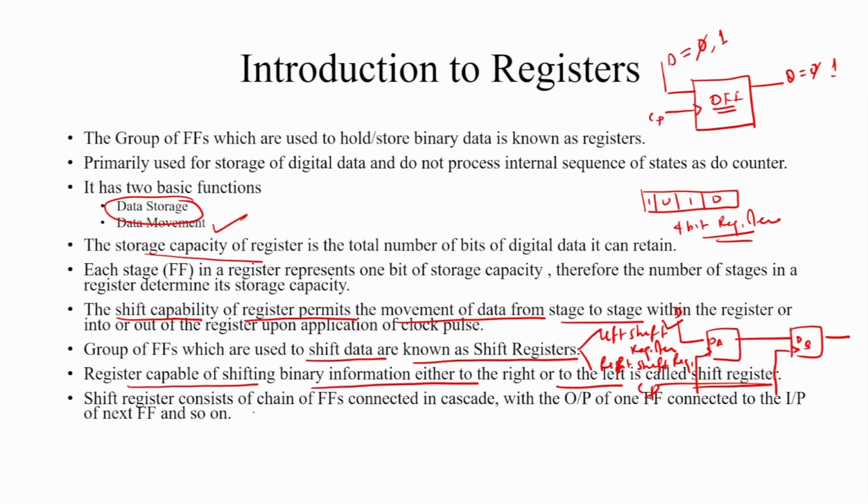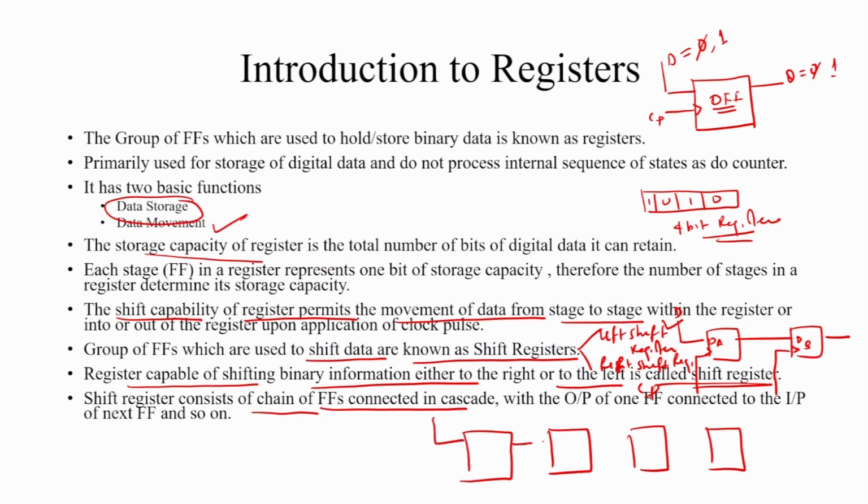A shift register consists of a chain of flip flops connected in cascade form, like a chain of D flip flops. Suppose we want to design a 4-bit shift register; this means there are 4 flip flops connected in cascade, where the output of one is the input D of the next, and the same clock pulse is supplied to all the flip flops.